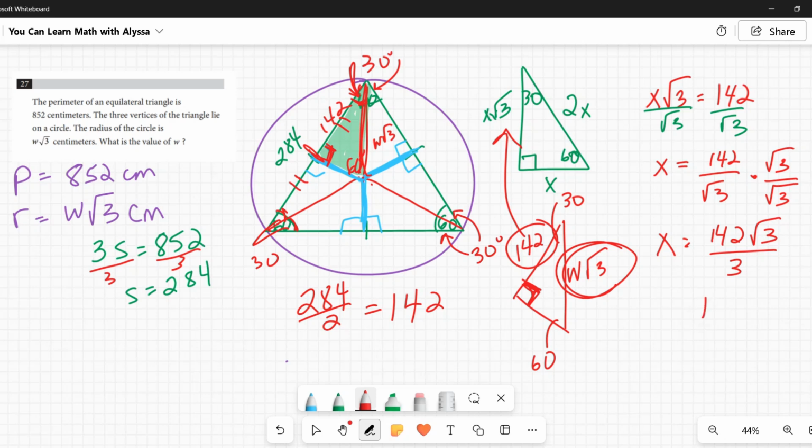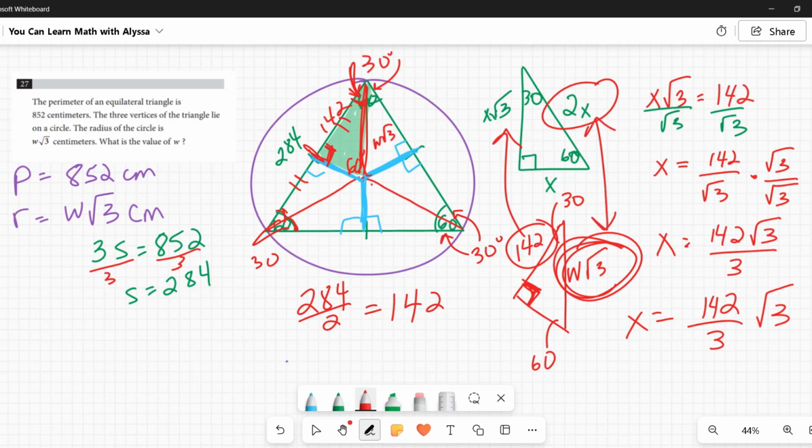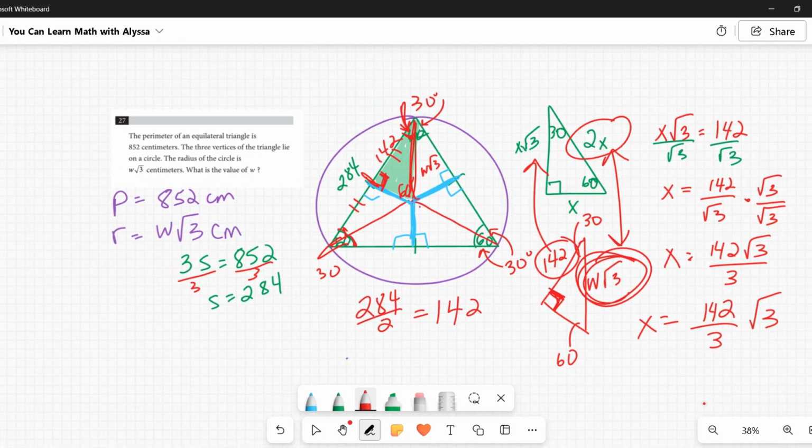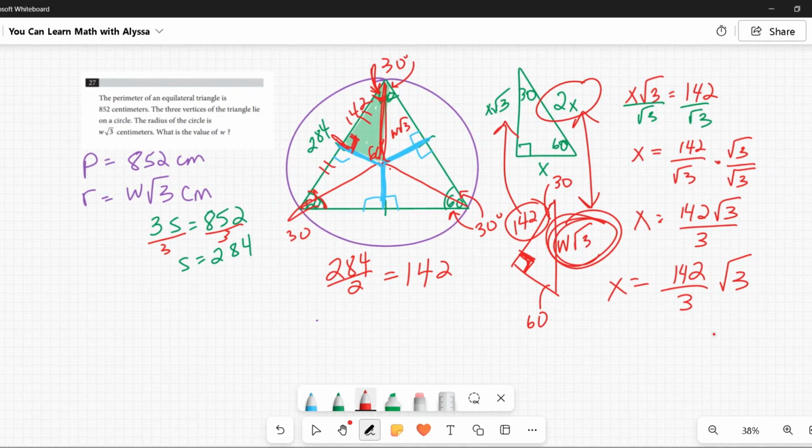So this is 142 thirds times the square root of 3. That's my x, because this could be square root of 3 over 1, and that's why I can pull it to the side. So 142 thirds square root of 3, that's my x. So then what is this over here, which is the hypotenuse, these two being the same? I know my x is that, so my hypotenuse is 2 times x. What's 2x? So I need to multiply this by 2 to find out what 2x is.